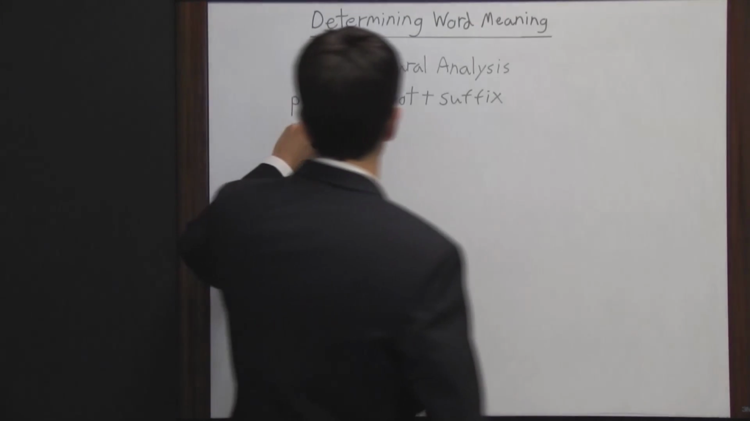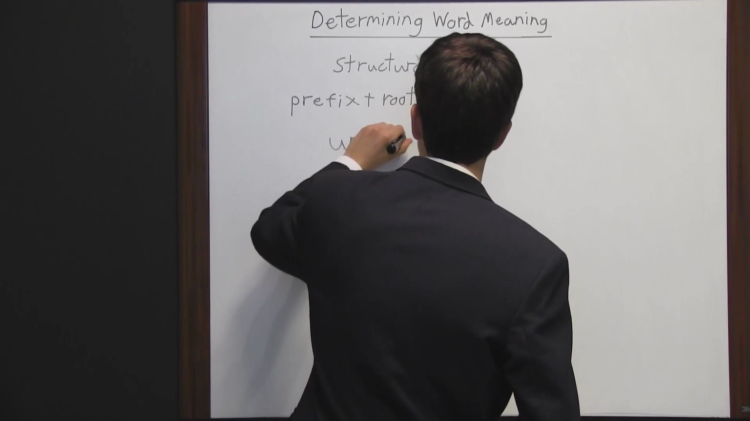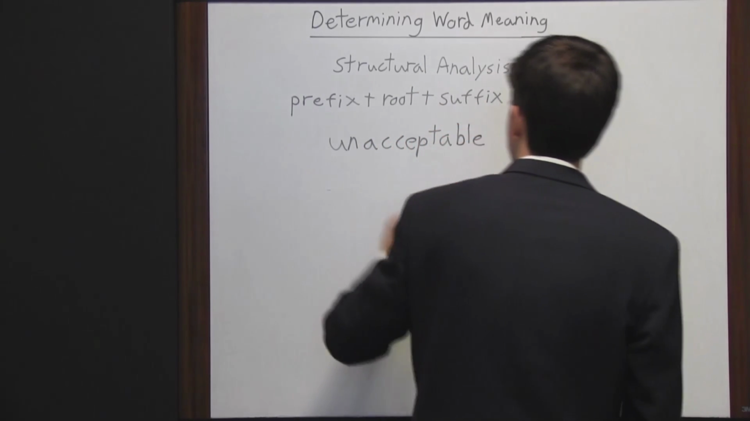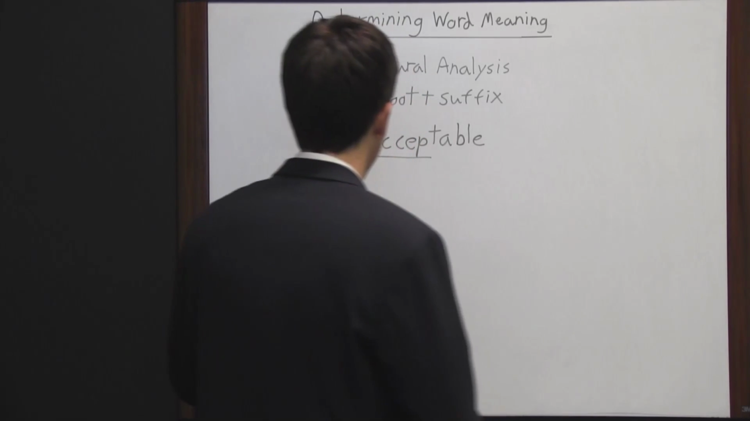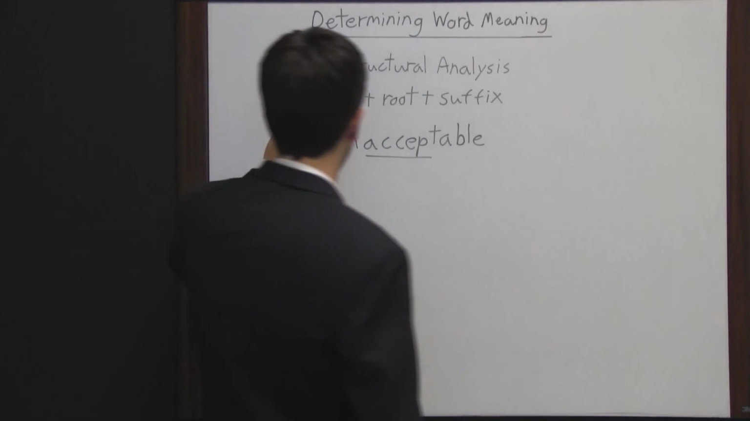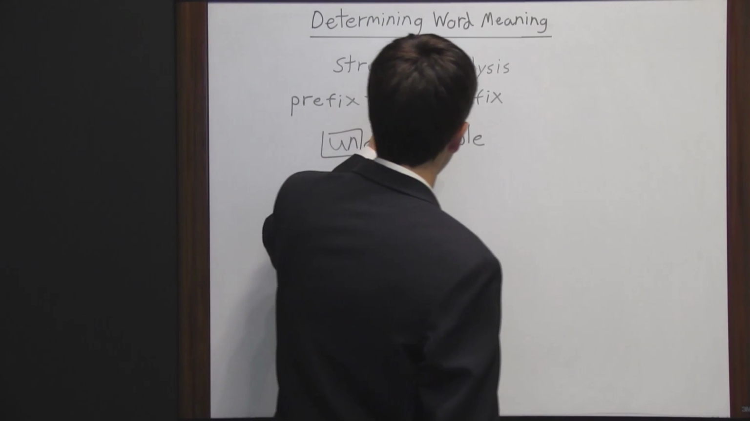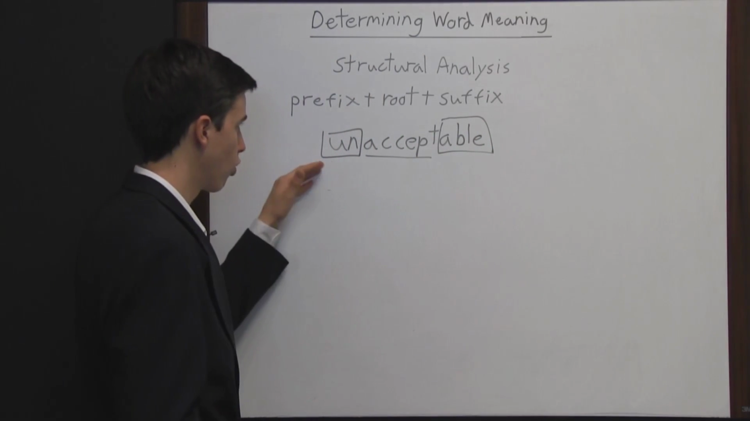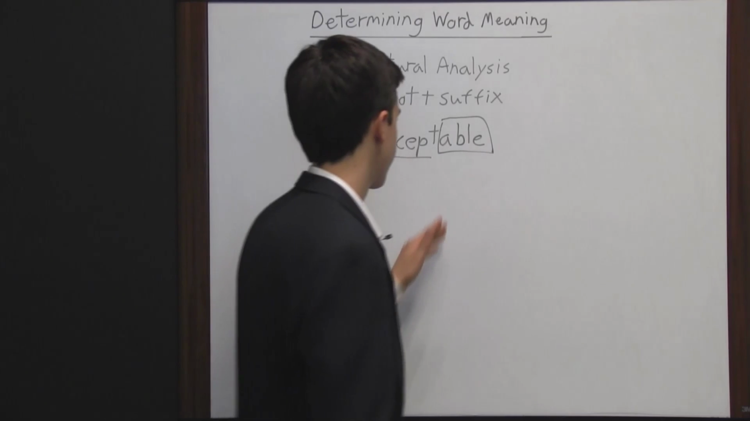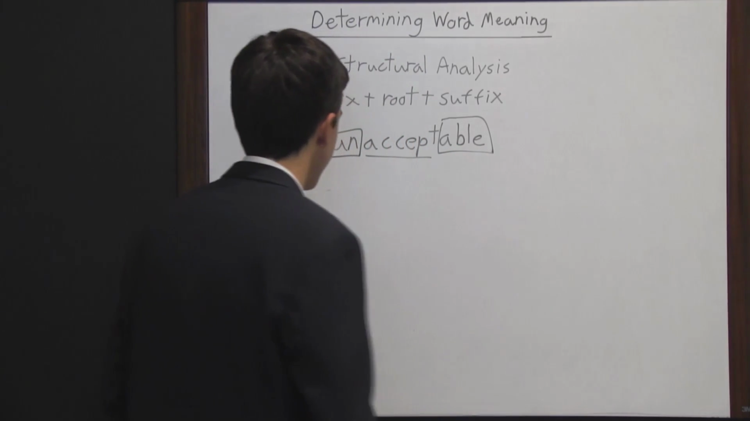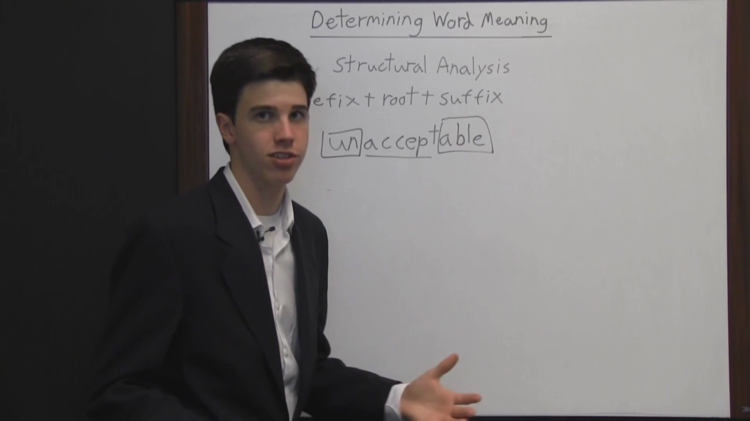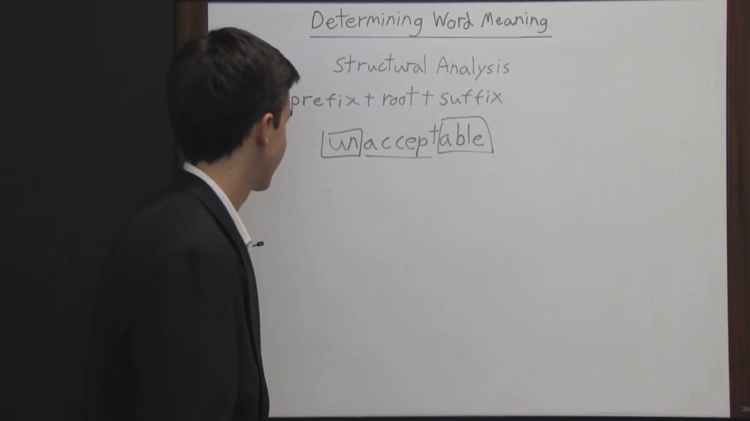So take the word unacceptable, for example. Here you have the root word, accept, because that can be a word in itself. And then here you have the prefix, un, and the suffix, able. The prefix is always going to come before the root word, and the suffix is always going to come after the root word. Now, notice I said the root word is the word that can stand alone. I understand that able can also stand alone and is a word, but in this case it's a suffix.